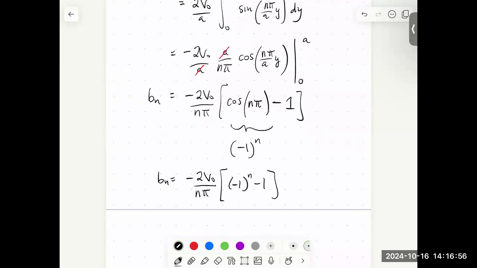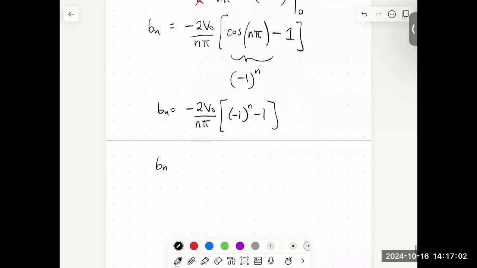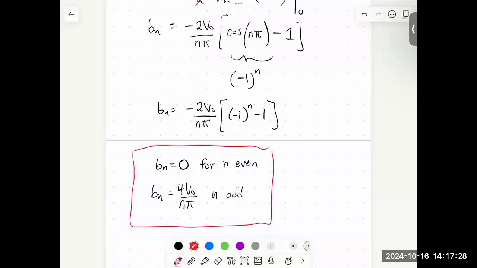But what does bn come out to be if n is even? Just put in a 2, what am I going to get? 0, right? So bn is going to be 0 for n even, and bn is going to be equal to 4v0 over n pi for n odd. We get a 4 because if n is odd, I'm going to get minus 1, which is minus 2. Minus 2 times minus 2 is plus 4. V0 over n pi.